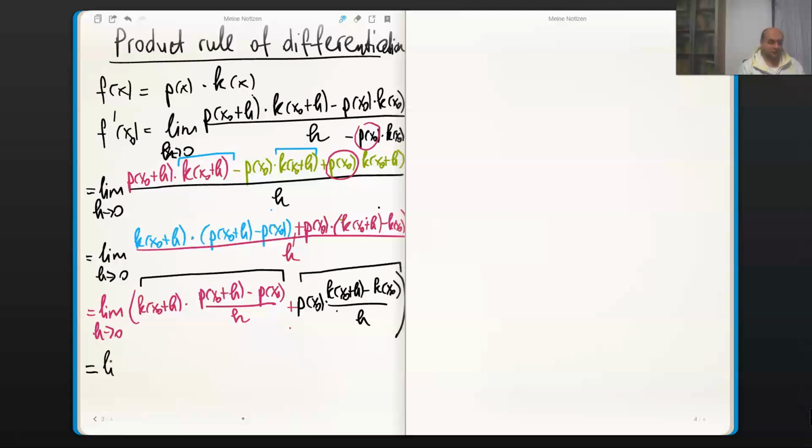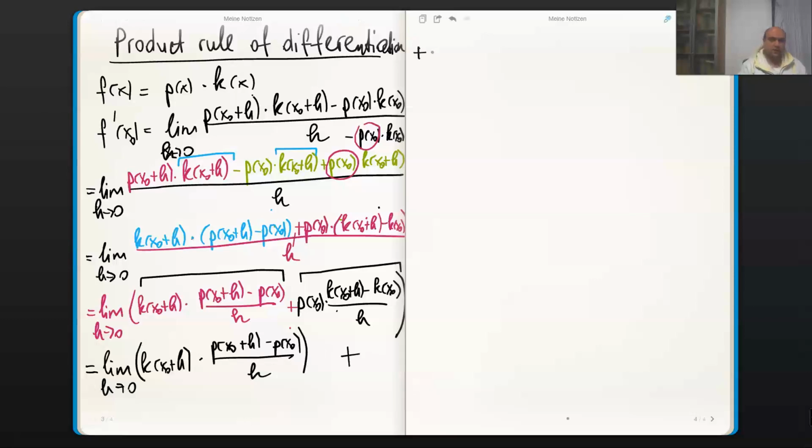So we have a limit of h towards 0 of k of x0 plus h times p of x0 plus h minus p of x0, divided over h, right? This is the first one, and there's going to be a second one, which is the limit h towards 0 of p of x0 times k of x0 plus h minus k of x0 divided over h. The question is, is it fine what I'm doing? Is it possible? Is it alright?